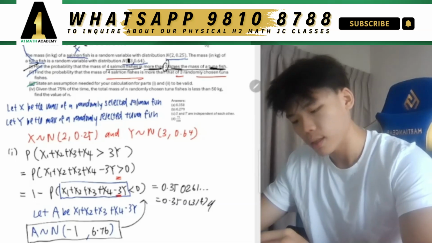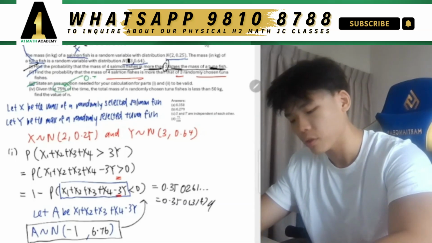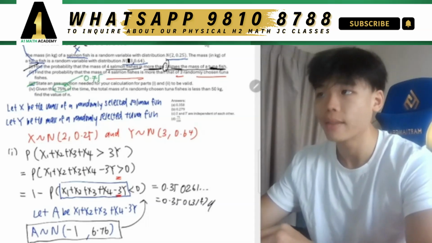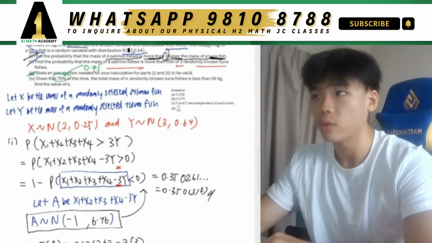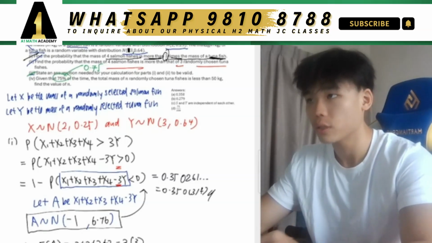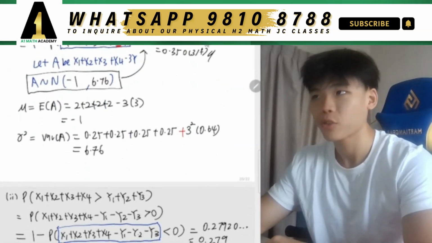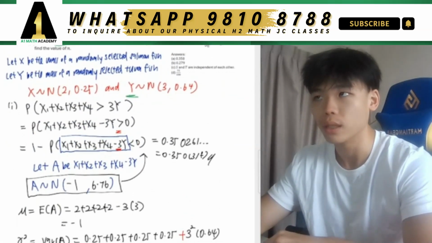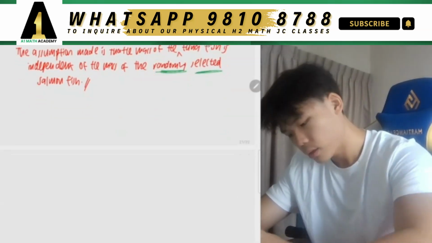Lastly, they say, given that 75% of the time, so 75% of the time means a probability of 0.75, the total mass of n randomly chosen tuna fish is less than 50 kg. Find the value of n. So the total mass of n randomly chosen tuna fishes. So how do we actually tackle this question? Let's first translate that sentence into a mathematical equation. So I'm just going to write it over here, okay, for IB.